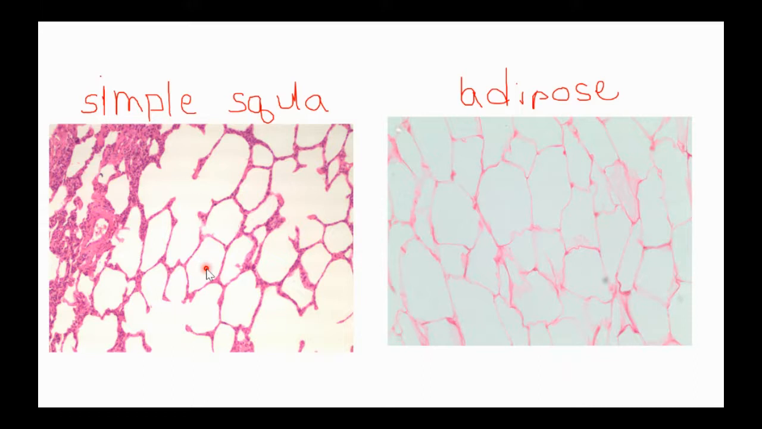One of the biggest key differences when you're trying to compare simple squamous to adipose tissue, notice how thin these little lines are here. These little lines that you're seeing here are actually representing the plasma membrane of each of these cells.